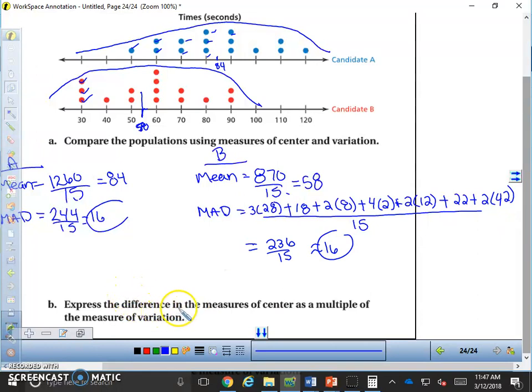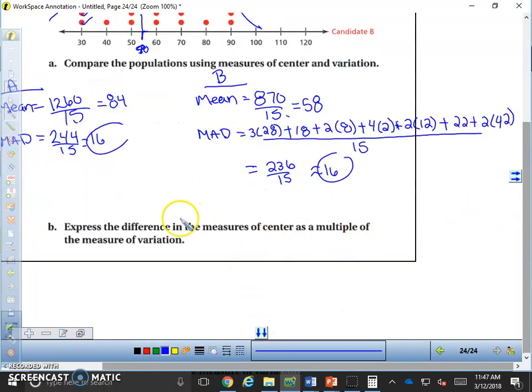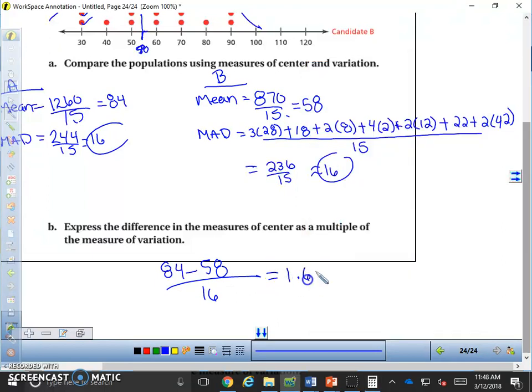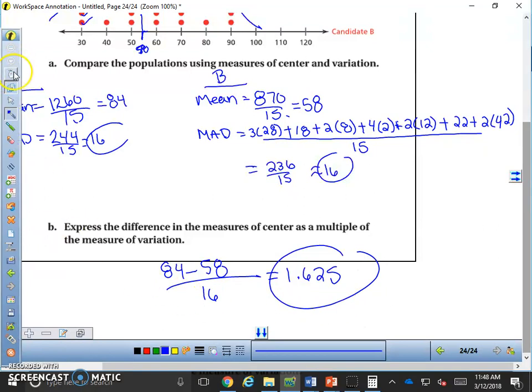Okay, now express the difference in the measures of center as a multiple of measures of variation. Let's talk about what that means. All that means is express the difference in the centers, 84 minus 58, as a multiple of the variation. The variation is 16, and 84 minus 58 is 26, and 26 divided by 16 is 1.625. So 1.625 is the multiple. That's the difference between the two.